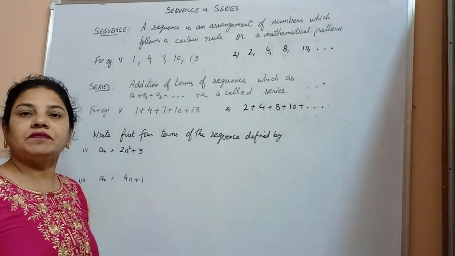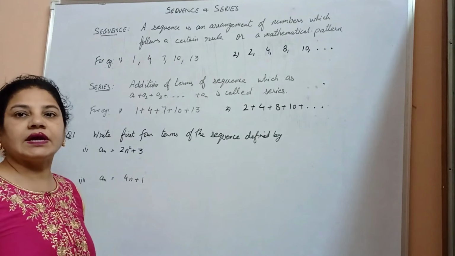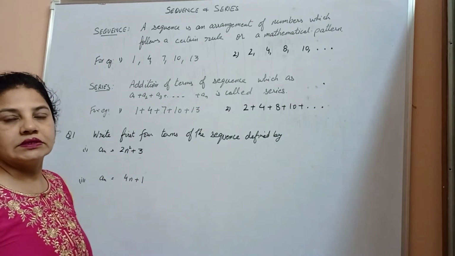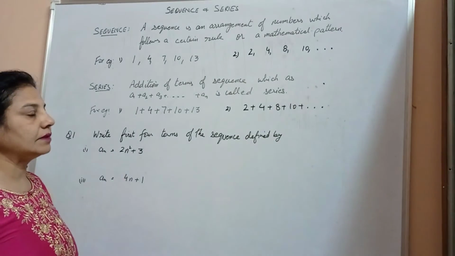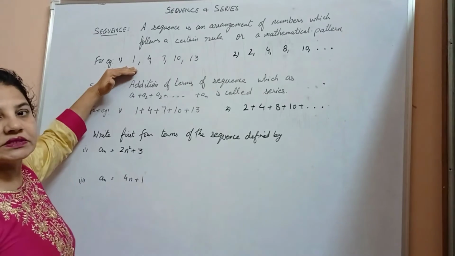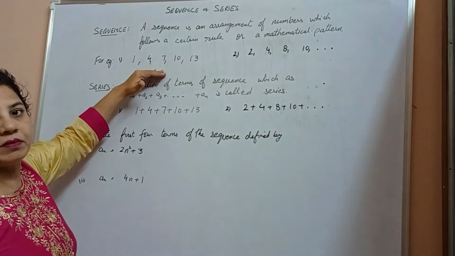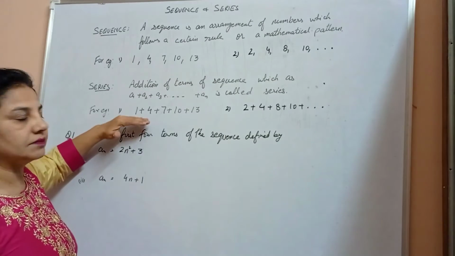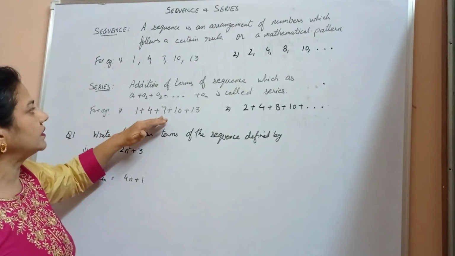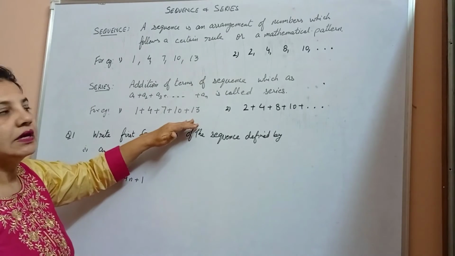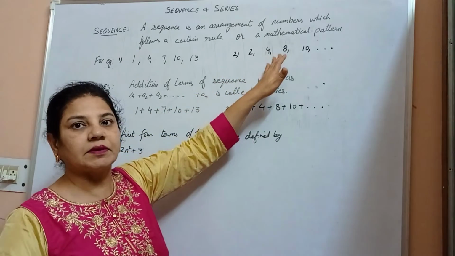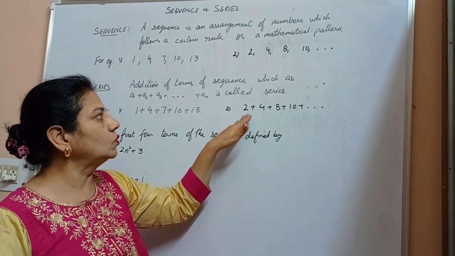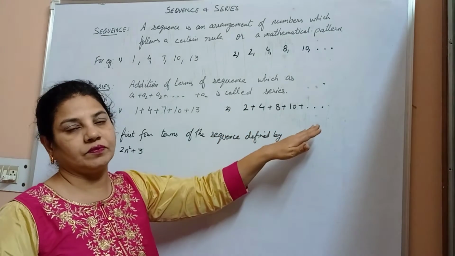Series. Addition of terms of a sequence, which has a1 plus a2 plus a3 and so on up to an, is called the series. For example, this is the sequence as each digit is separated by commas. But in series, we add each term: 1 plus 4 plus 7 plus 10 plus 13. Similarly, here also each term is separated by commas, and in series we add each term of the sequence: 2 plus 4 plus 8 plus 10 and so on.